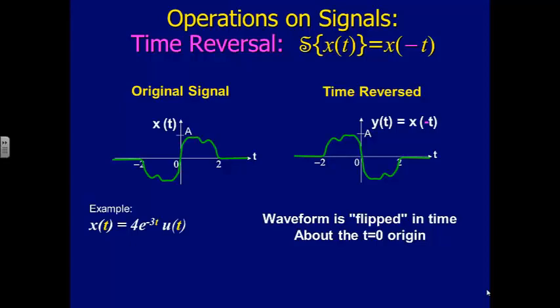How we show this analytically again, if we have a mathematical expression describing our signal, like the one shown in the example here, x of t equals 4 e to the minus 3t u of t.